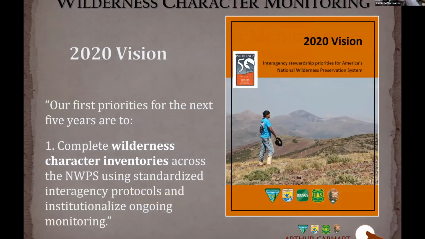So Julie mentioned this 2020 vision document. The interagency group came together, the heads of all the 4 agencies that manage our wilderness areas across the National Wilderness Preservation System, and said we're going to complete these wilderness character inventories, and we're going to implement this monitoring framework. We'll have a baseline set now and continue to collect that data over time, and we'll be able to see the trends in wilderness character over time and tell how well we are preserving wilderness character.